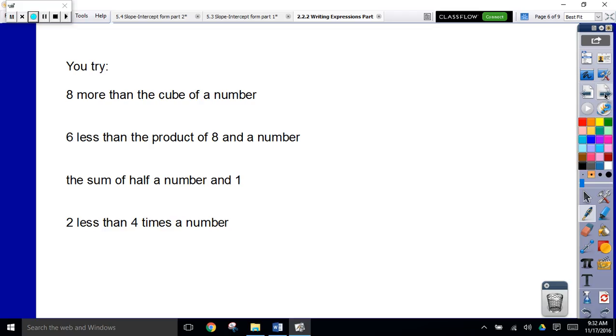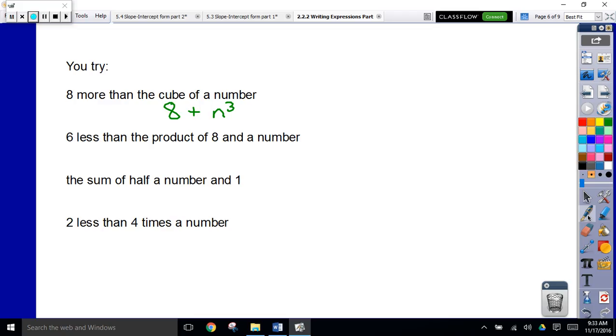First one, Ben. 8 more than the cube of a number. How would you write that? 8 plus n cubed. And how do we say n cubed? What little number do we write? n with a 3. Good. 8 plus n cubed.